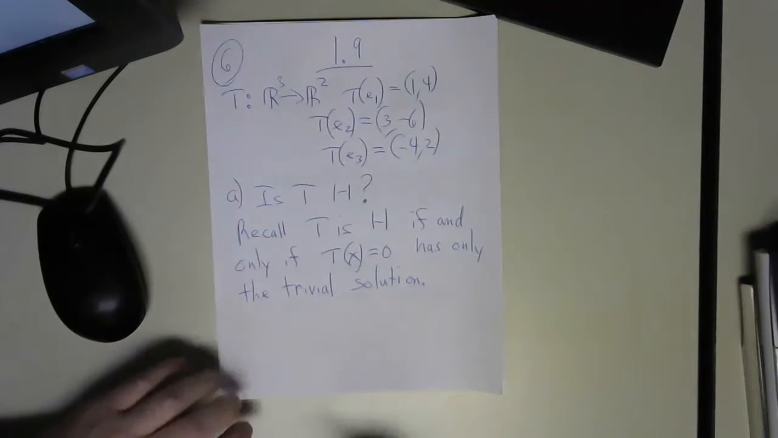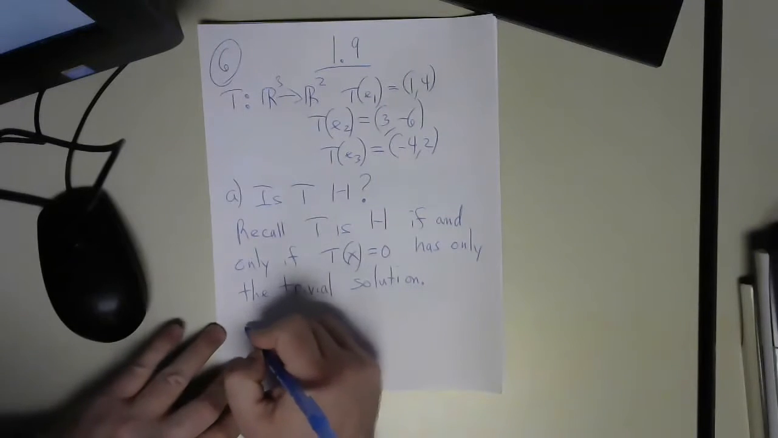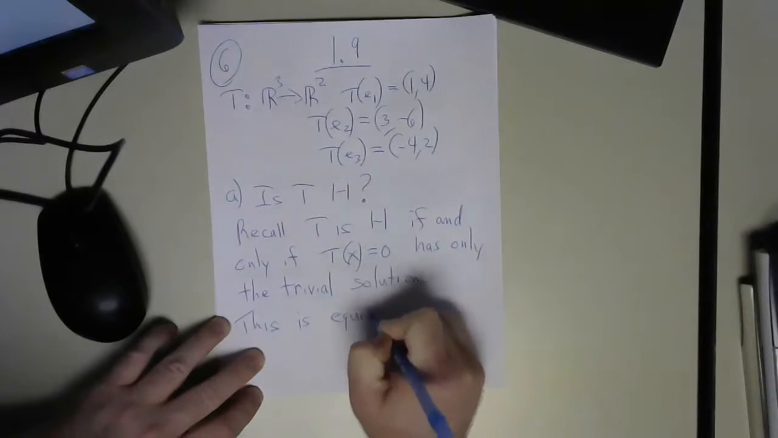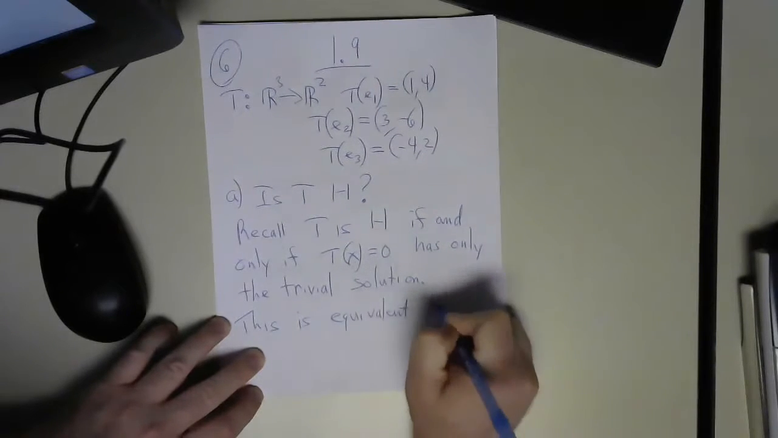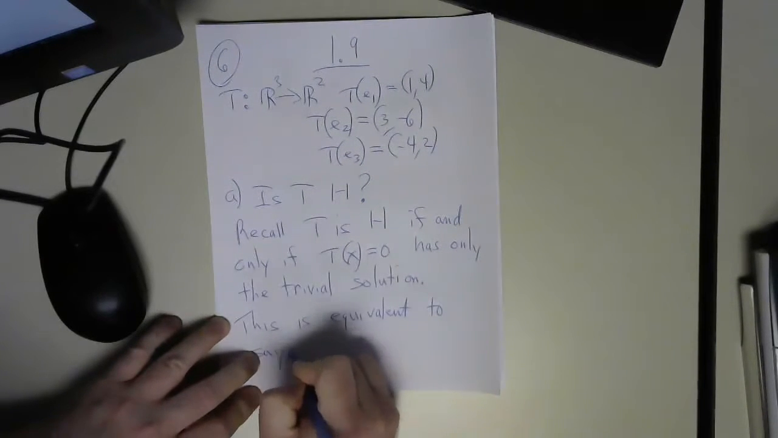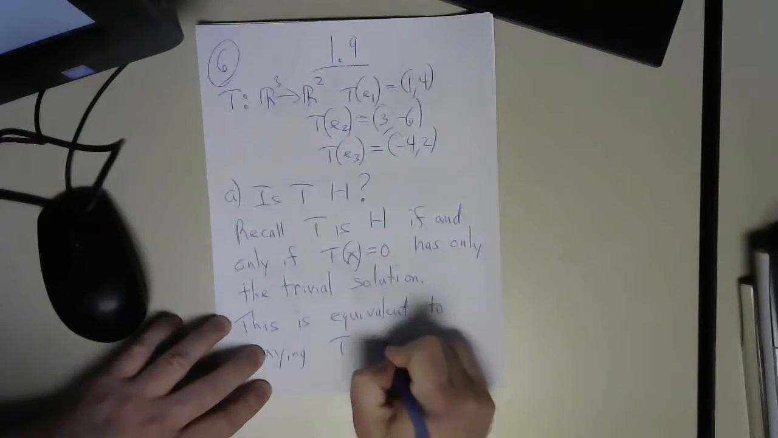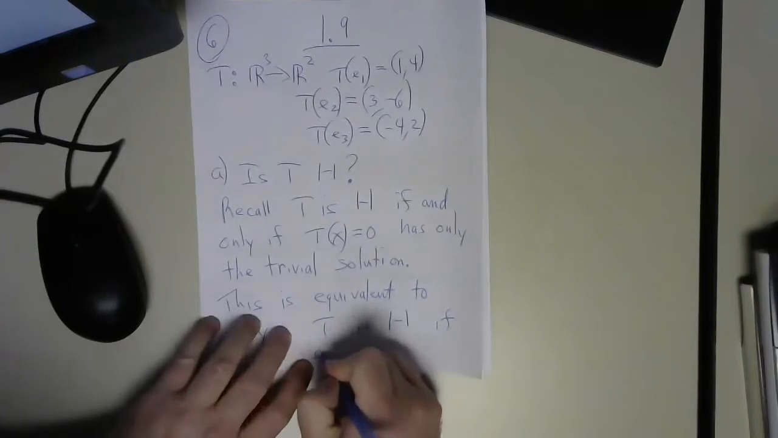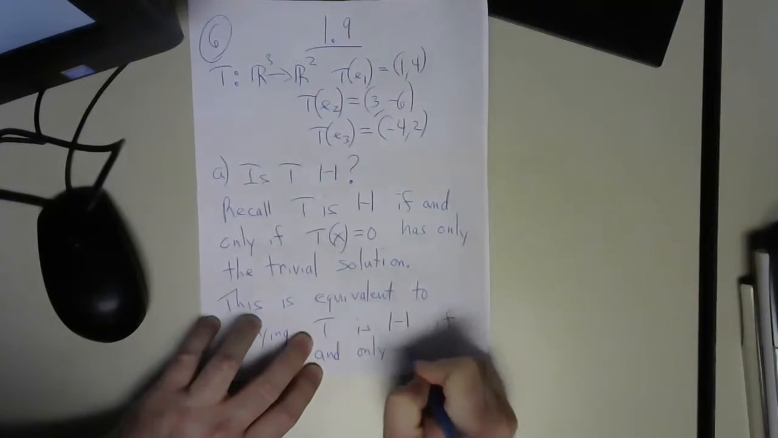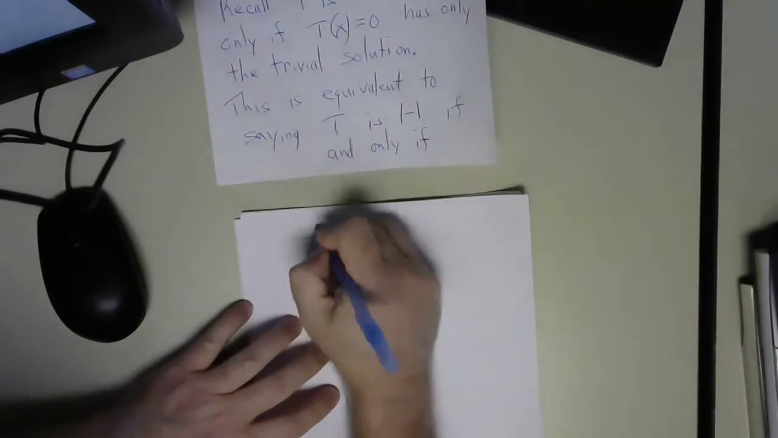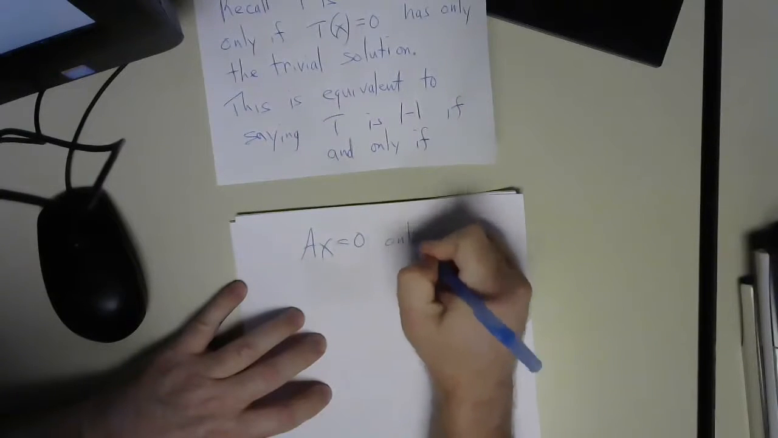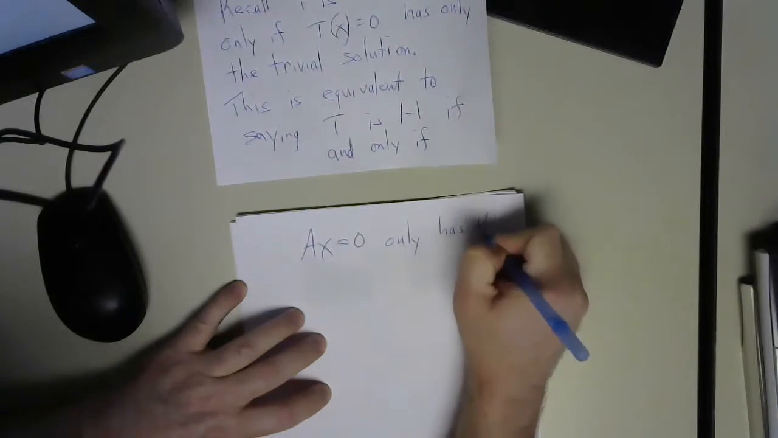And that's really equivalent to saying T is 1-to-1 if and only if this only has the trivial solution. So let's see if that's true.